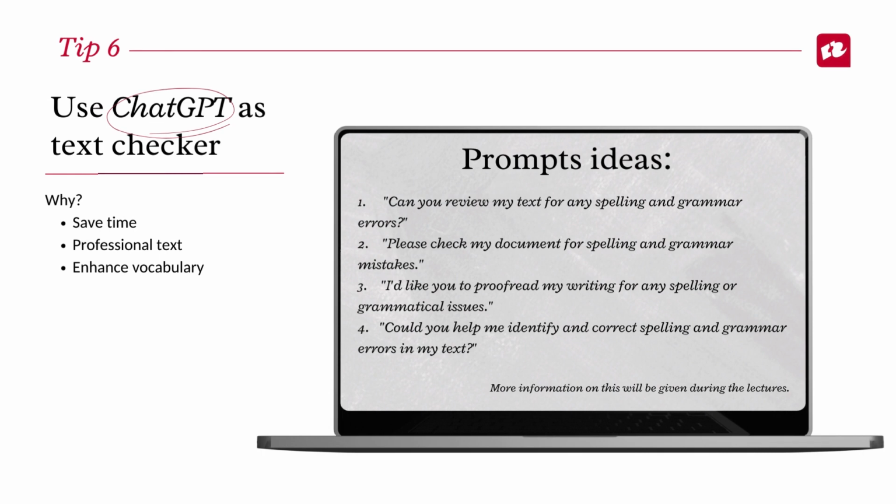The next tip is to leverage ChatGPT as a tool to enhance your writing. When it comes to grammar and spelling checking, you can input your text to identify grammatical errors and sentence structure issues. The tool provides instant feedback. Some prompts you can use for this are shown in the slide. This can result in time efficiency and a professional text.